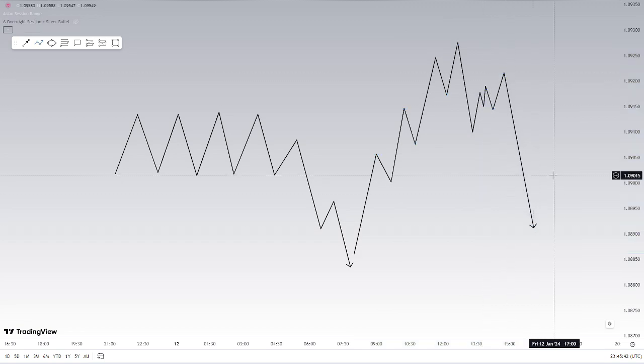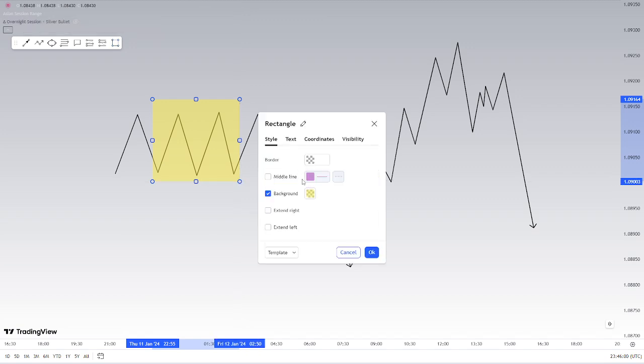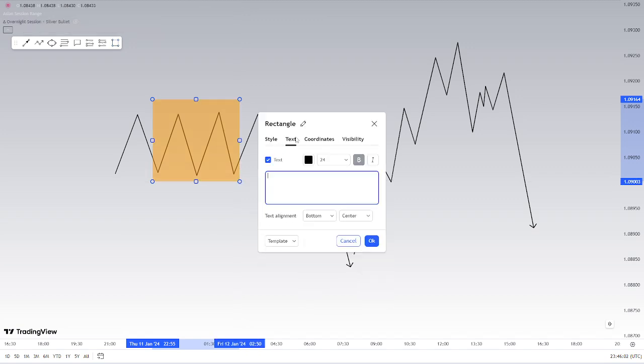So it's similar to entry model number 2, but it does have its slight difference because there's essentially two manipulations, whereas the entry model we looked at before only had one manipulation. We swept the Asian low, then we targeted the Asian high. Here we're seeing two sweeps of the high and the low before the real move occurs. So let's label this up and see what we mean. So here we have the accumulation, which is the Asian range over here.